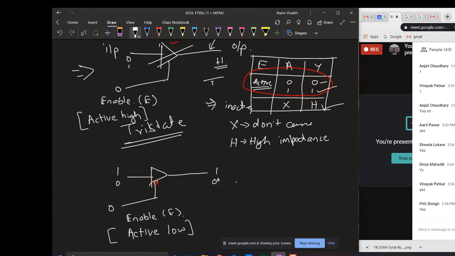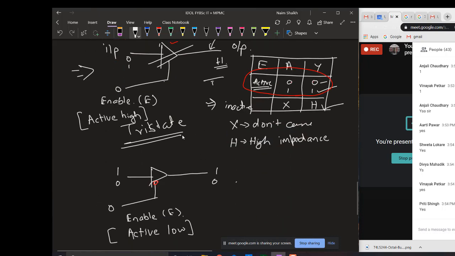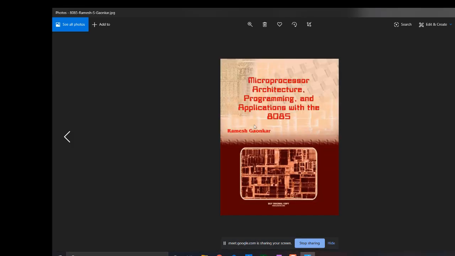Now let's see the question answer session. This is also called a tri-state buffer. This is one part of your syllabus. And the book that I am going to refer, please see this. This is the book I am going to refer: Ramesh Gaonkar, Microprocessor Architecture, Programming and Application with 8085. The edition that I am using is the 5th edition.